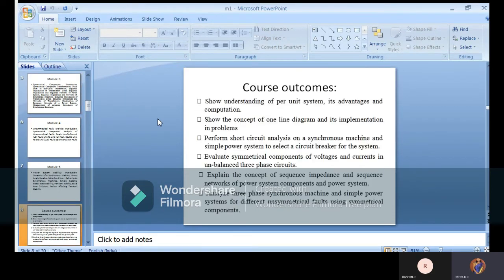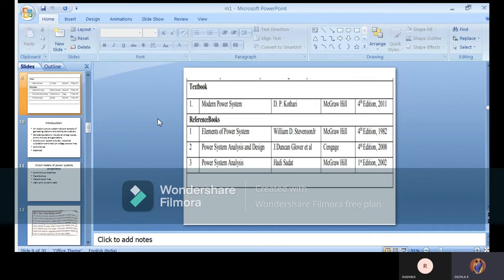With respect to the book, I said Kothari. DP Kothari is one of the standardized books preferred for PSA. The remaining are all reference books, like Elements of Power System Analysis and Design by Duncan Glover, and Power System Analysis by Hadi Saadat. These are references you can go for. The textbook is Modern Power System by DP Kothari. In addition, you can refer to a local author called Neelakanta. It is completely concentrated on your questions and your syllabus; as per that only it was designed. So first I prefer Modern Power System by Kothari, and second you can go for your local author.